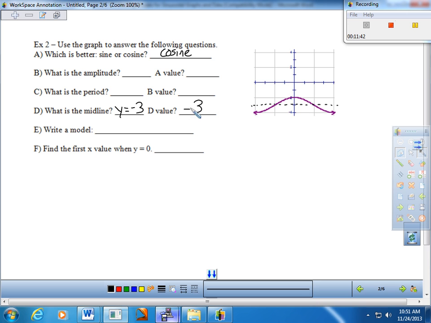Once you have the midline, it's pretty easy to come up with the amplitude here. Just count from here to here, and it looks like just 1 unit. So amplitude is 1. Let's throw an a value of 1 in as well. Really nice. Now this one's kind of interesting. You can look at it from a couple different perspectives.